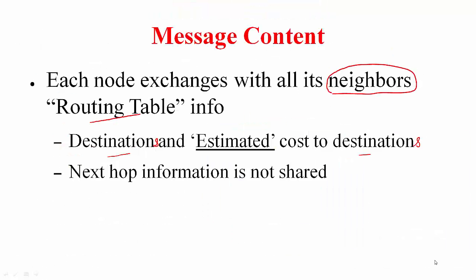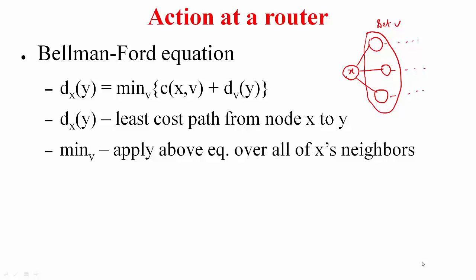Now once a node receives this message, what should it do? This action is based on the Bellman-Ford equation. Suppose this term here represents the least cost path from node X to Y, and let me represent by V the set of X's neighbors. The least cost path from X to Y is dictated by this particular equation, where the minimum is taken over this entire set of X's neighbors, where you will determine the cost of going from X to this neighbor.